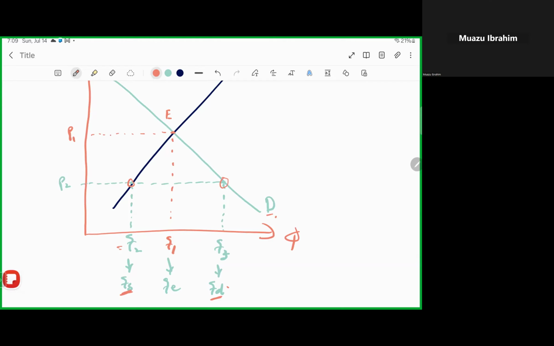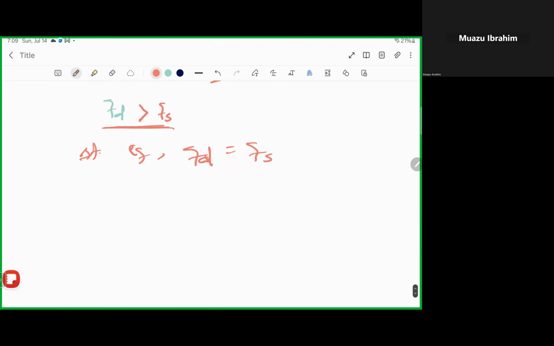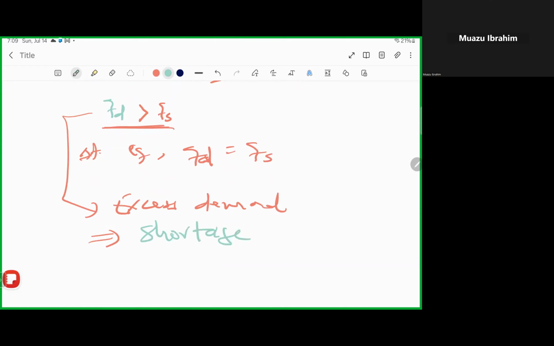In this case, you realize that quantity demanded is more than the quantity supplied, which means that people actually need more of the goods than is being supplied. So there is excess demand. If there is excess demand, it also means there is shortage in the system, or in the market.